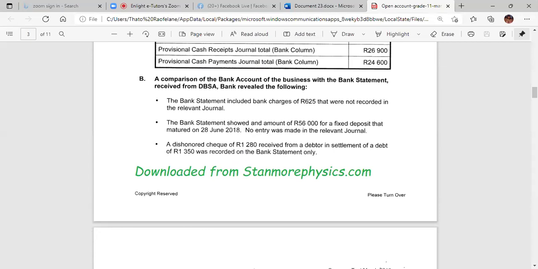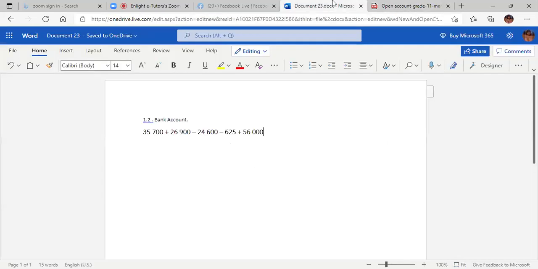We record how we've received this money. But when we went to the bank to collect the 1,280, the check bounced. So we have to remove that 1,280 because we didn't receive it. So we are going to minus 1,280. We're going to record it like this: minus 1,280. Does everybody understand?